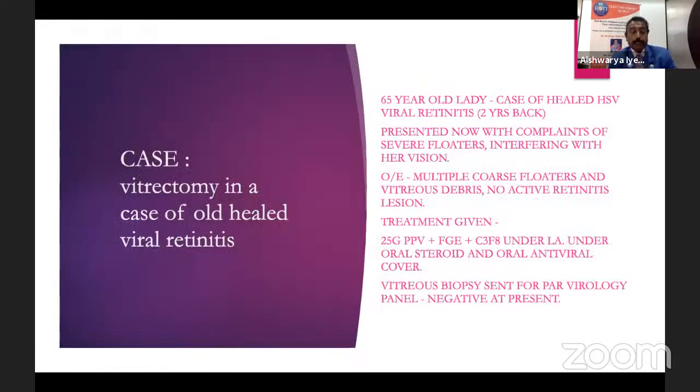And this is a vitrectomy in a case of old healed viral retinitis. This is what I mentioned. The treatment was done very well by the 3 ophthalmologists. And probably like Bishwas, the patient has not been counseled long enough.